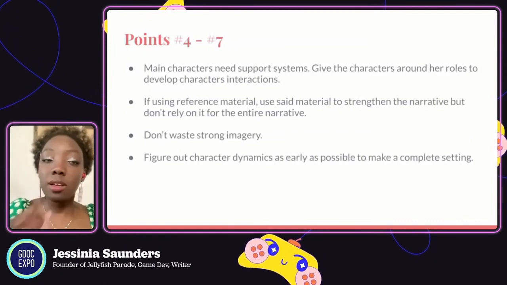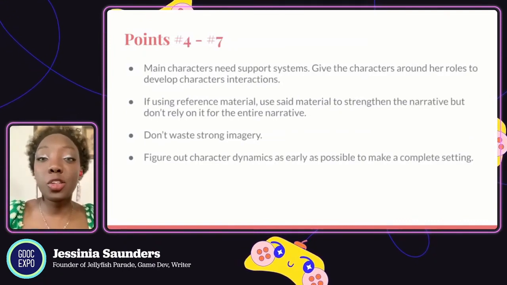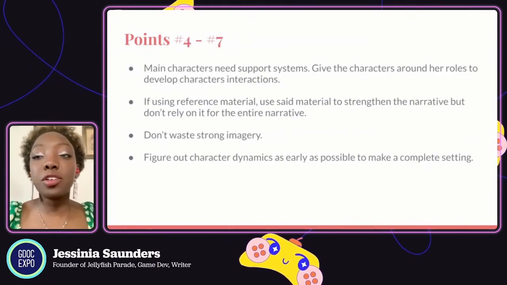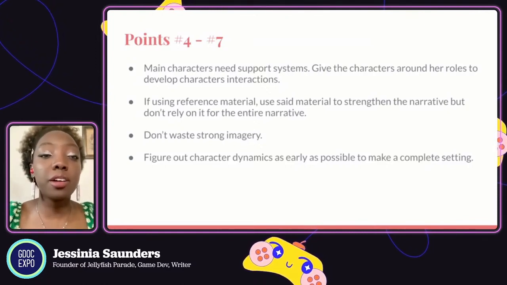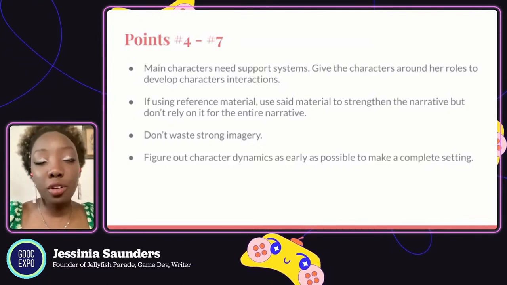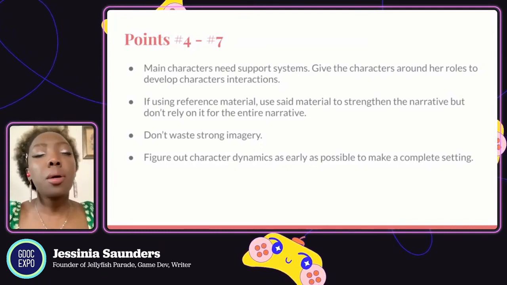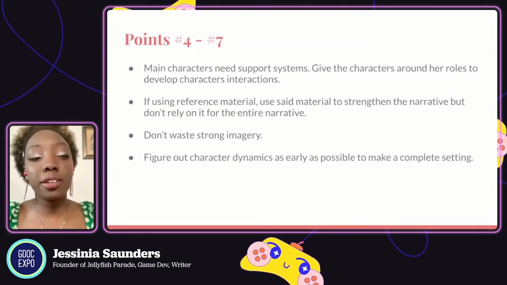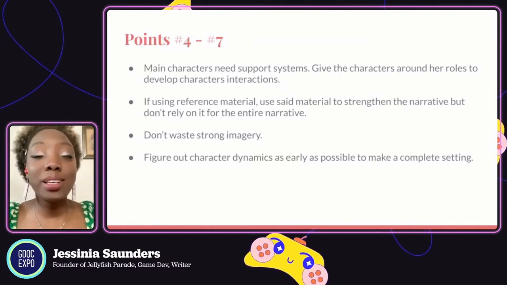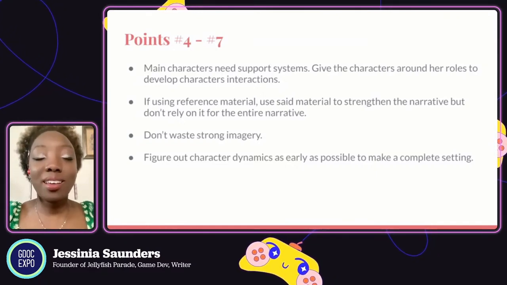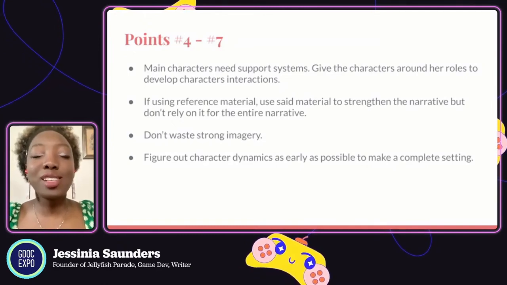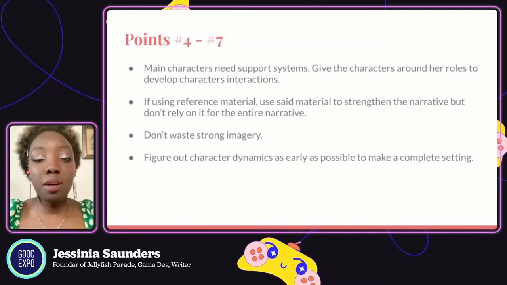Points 4 through 7, main characters need support systems. Give the characters around her roles to develop character interactions. If using reference material, use said material to strengthen the narrative, but don't rely on it for the entire narrative. Don't waste strong imagery, and figure out character dynamics as early as possible to make a complete setting.